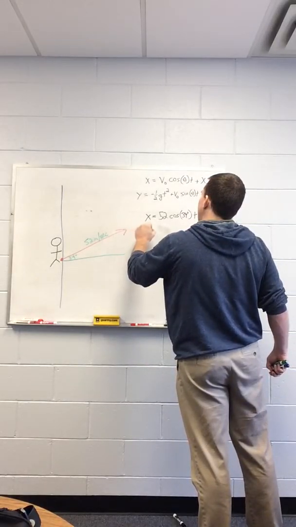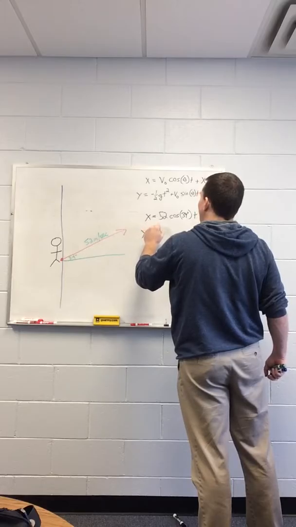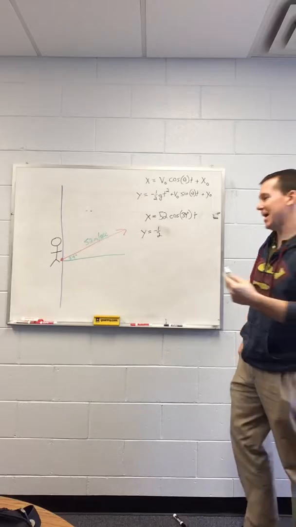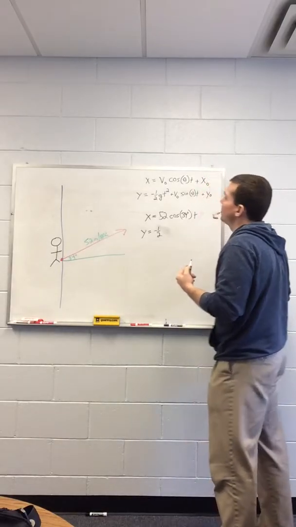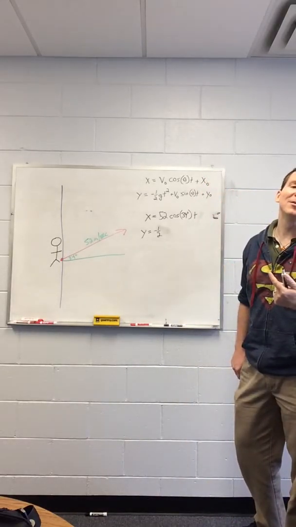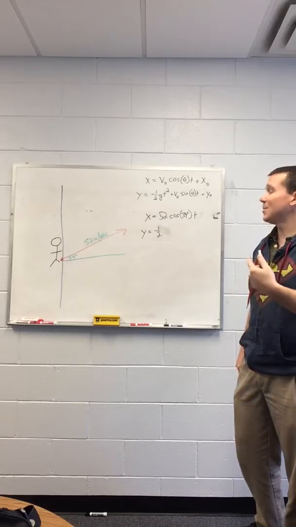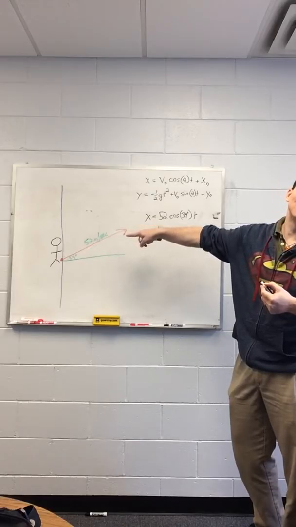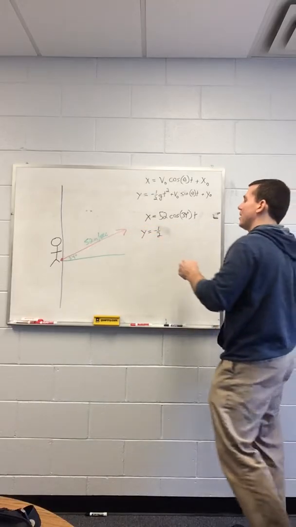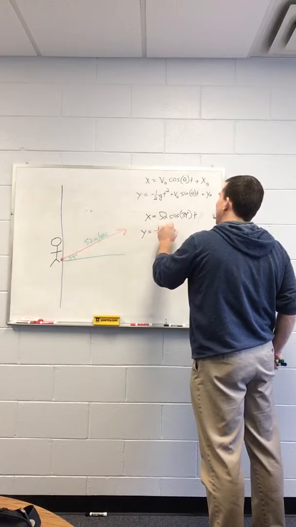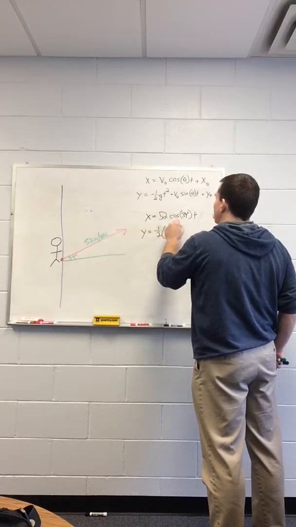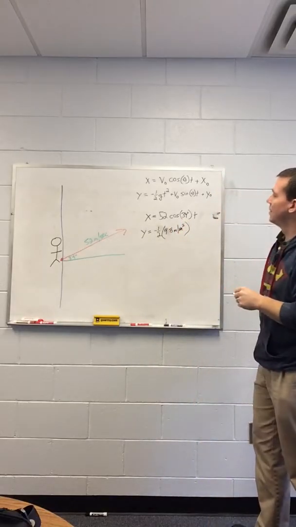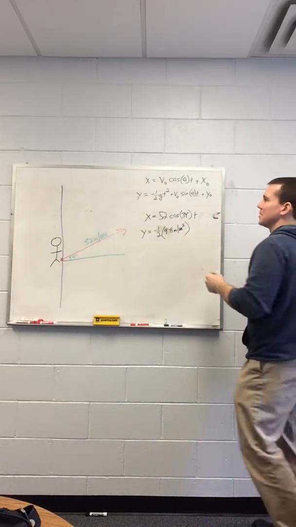For y equals negative 1/2 g. What's g? Keep in mind, we said the other day that your g changes based off of whether you're using the customary system in terms of feet per second or the metric system. This is in the metric system, so g has to be given in meters per second squared, and that is 9.8 meters per second squared. That's the acceleration due to gravity.